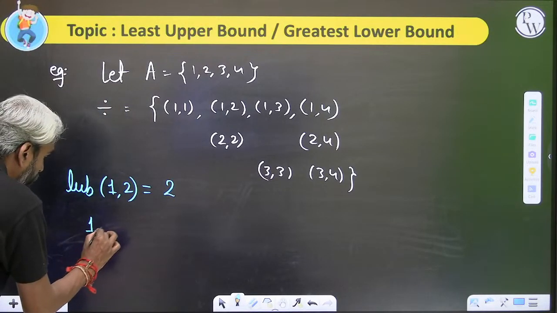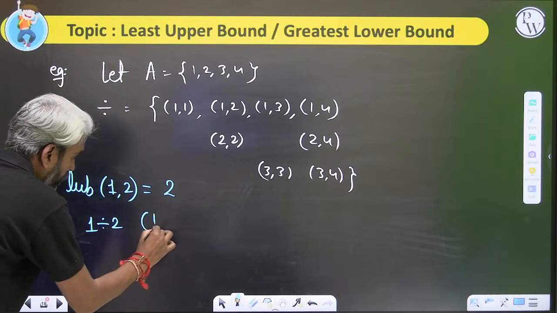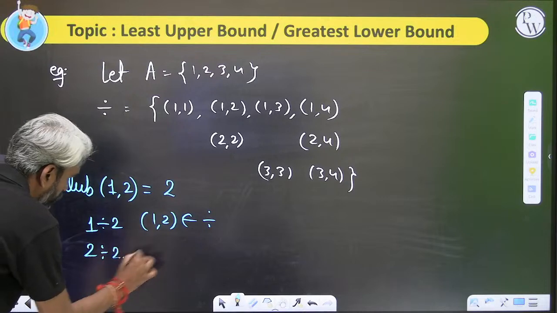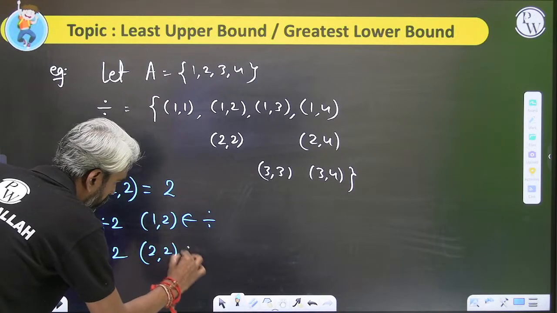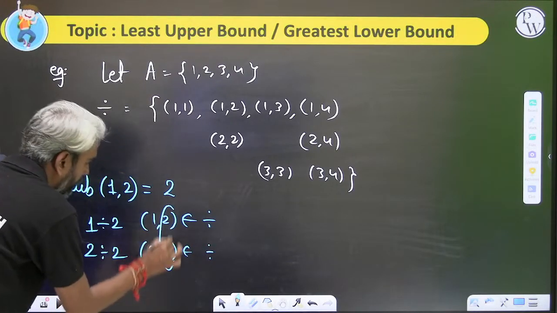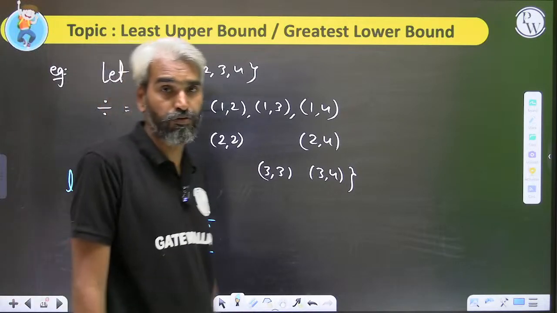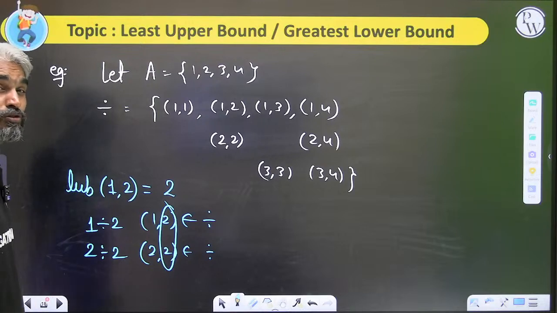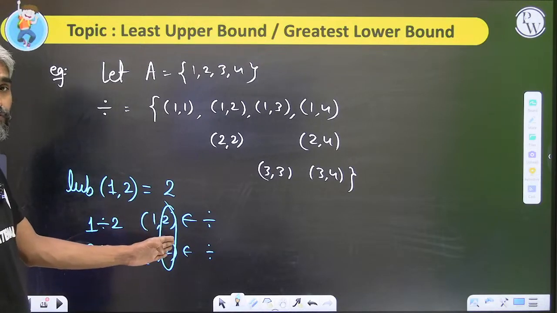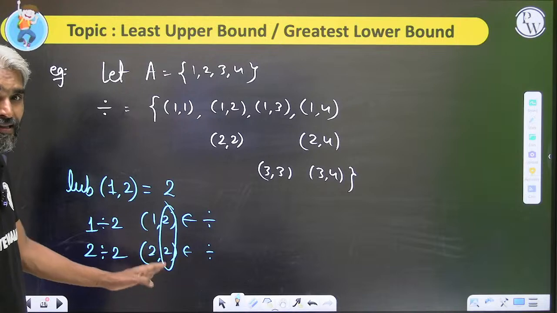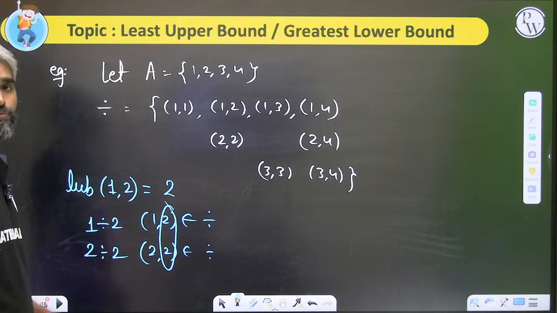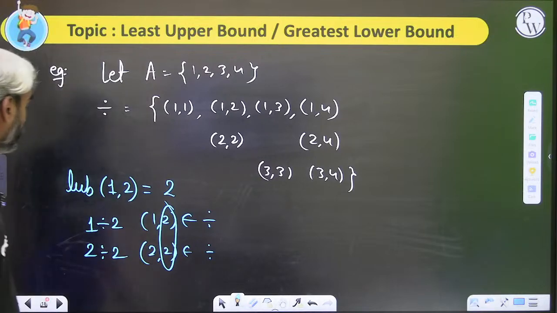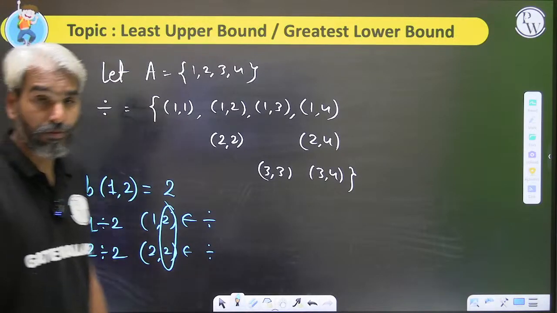Why? Sir, 1 divides 2. Therefore, (1, 2) belongs to divides, and 2 divides 2. Therefore, (2, 2) belongs to it. 2 is on the upper side of 1 as well as on the upper side of 2, and there is no other element which is on the upper side of 1 and 2 but at the same time at the lower side of this upper bound. So there is no such element, therefore the least upper bound of 1 and 2 will be 2.